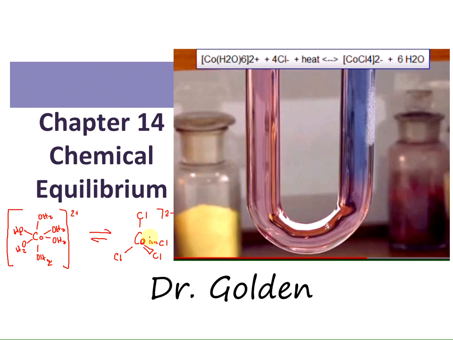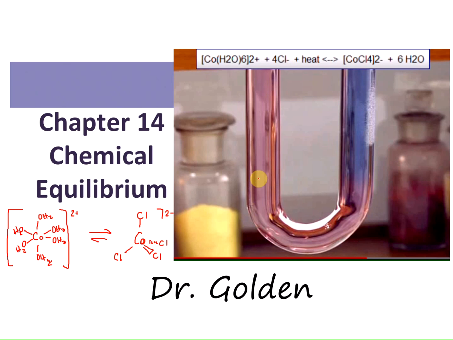So both the cobalts are in the 2+ oxidation state. But here each chloride is a -1, so there's 4 chlorides. So the overall charge, when I add up the 2+, the 1-, 1-, 1-, 1-, we get a 2- charge overall. So there's an equilibrium in solution going between these two species. So it's going back and forth.